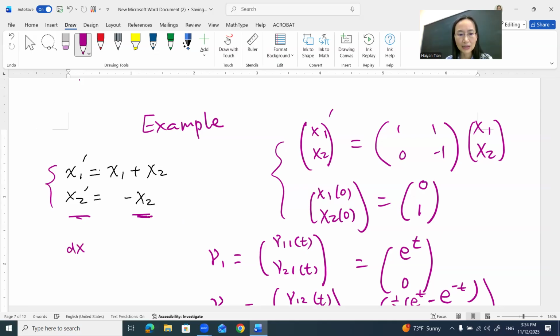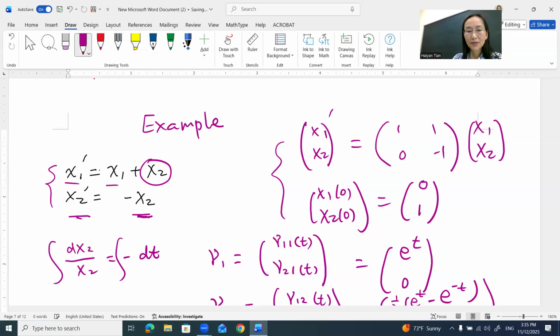So this dx2 over x2 is negative dt. You see, we do the separation of variables. We can possibly find x2 as a function of t, right? Then you do the integral, then you will have some integration constant. One constant will appear. And then you substitute x2 into this equation, you can solve for x1. After you solve for x1, you can get another constant.